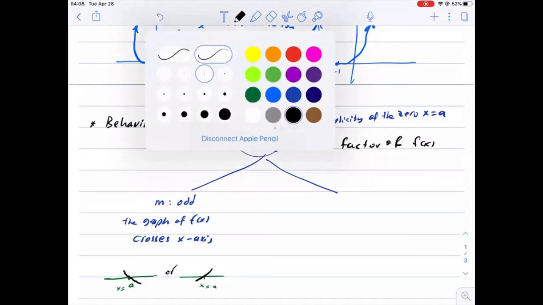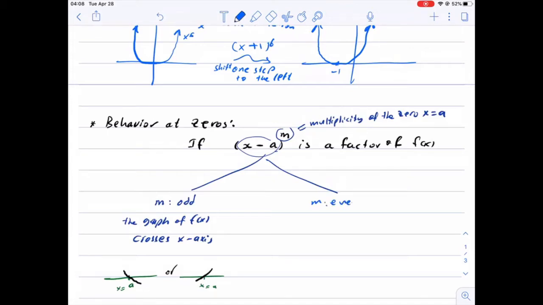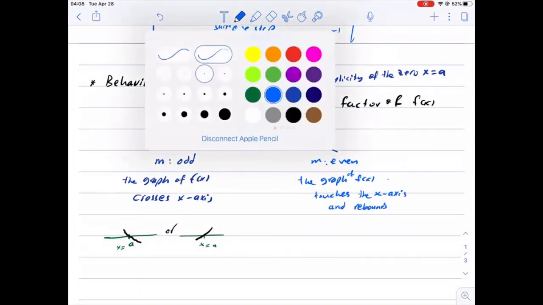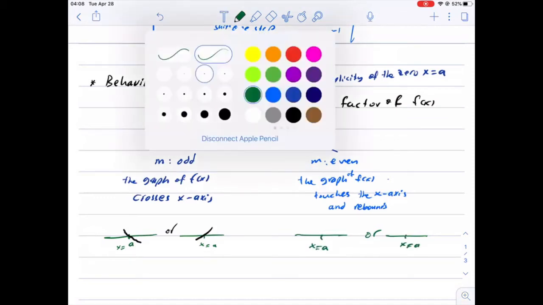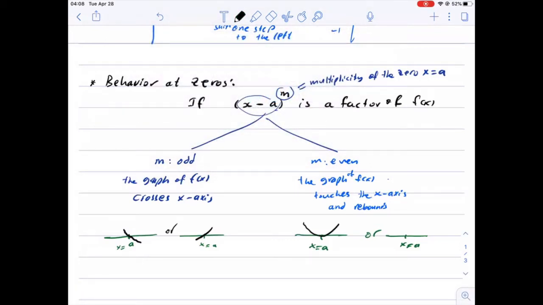Now if m is even, then the graph of the polynomial f of x just touches the x-axis and rebounds. That means the graph may look like this. At x equals a, the graph touches the x-axis and rebounds, but it doesn't cross the x-axis, or this way. These are very important things to keep in mind.